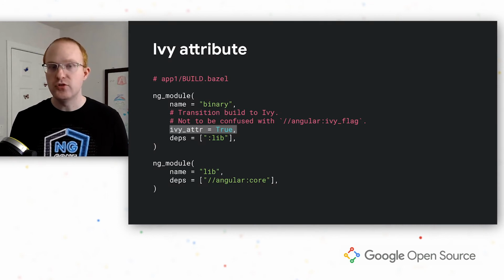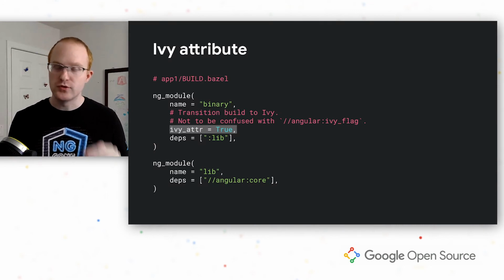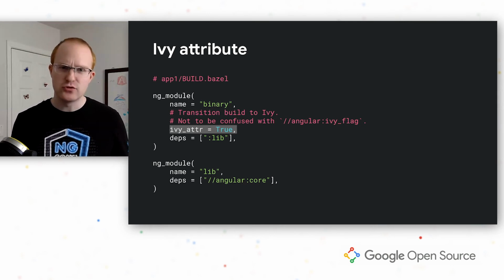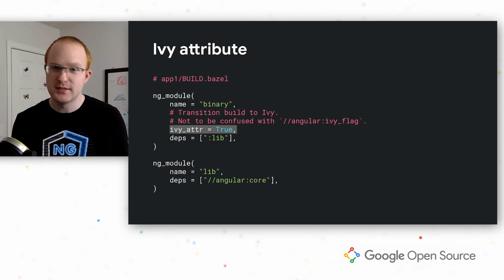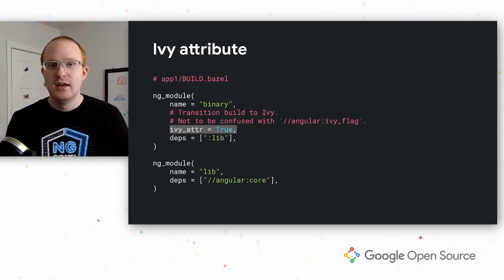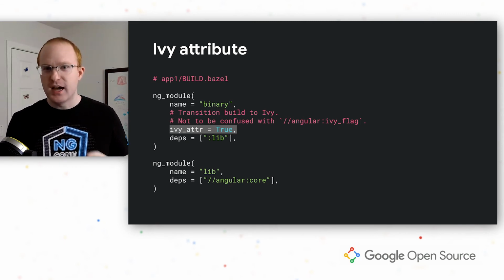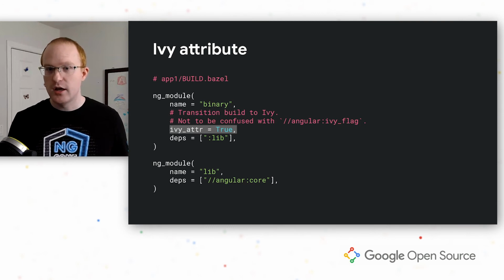Now what we want to be able to do is add Ivy attribute equals true to the top level ngModule rule and trust that all of its transitive dependencies will build with Ivy. We shouldn't need to add Ivy equals true to all ngModule rules because in a real app that'd be a lot, and frankly I just can't be bothered with it. Now I'm calling this one Ivy attribute. That's just to distinguish it from the Ivy flag that we defined earlier. It's just to drive home that these are two completely distinct Boolean values that are going to be working together to create the behavior that we want.